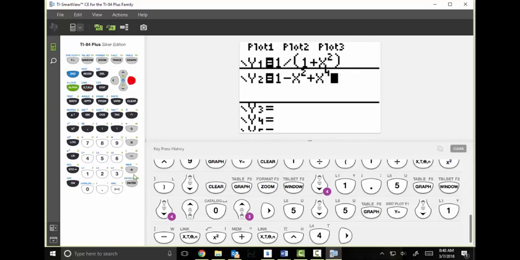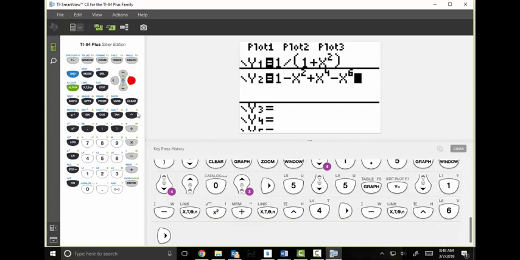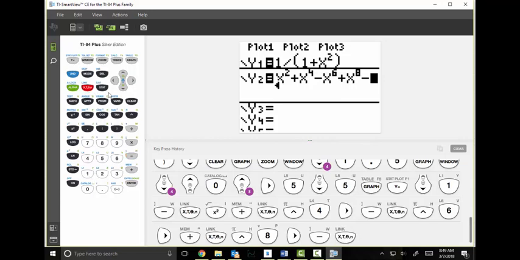And then I'm going to have a minus, what? Well, when n is 3, I get a negative, and this is going to be x to the 2n, which is x to the 6th. Let's do 2 more. Plus, what is this? X to the 8th, right? And then minus x to the 10th. Graph the two at the same time.